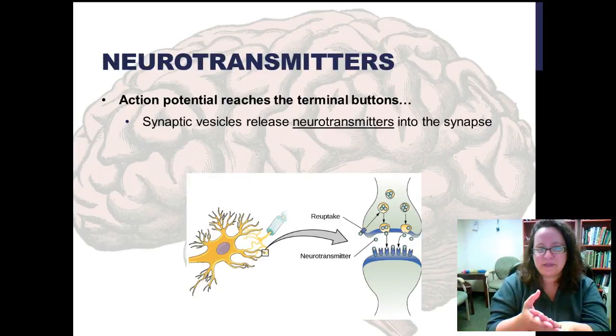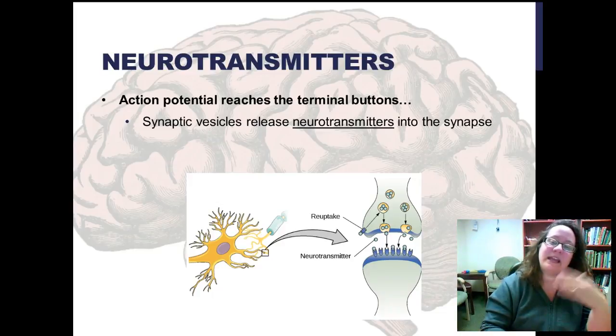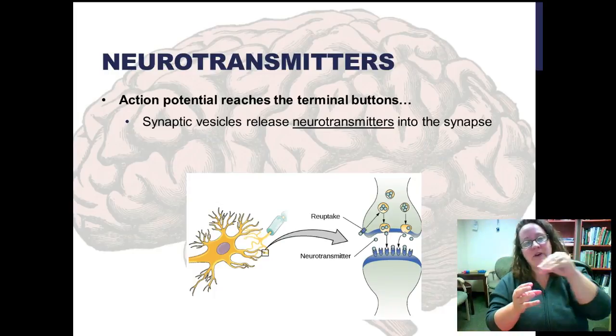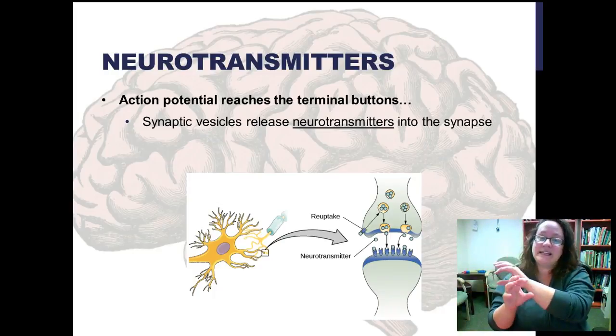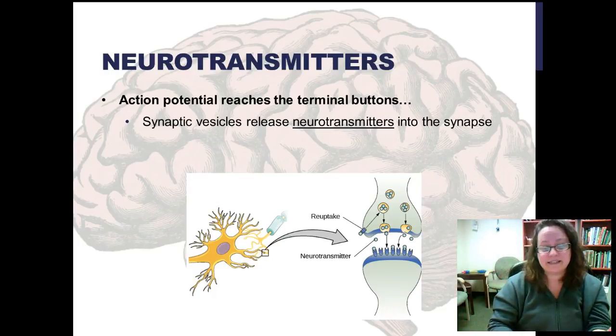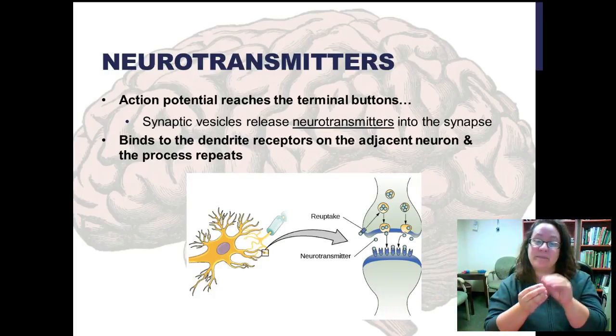So neurotransmitters, we'll talk about some examples of them, but where we see them released is when the action potential has moved all the way down, with the information coming in and moving all the way down through the axon. Once it gets to the end of the axon, to the terminal buttons, this is where the neurotransmitter is actually released into the synapse. So the synaptic vesicles are what's going to release those neurotransmitters, and those neurotransmitters are then going to bind to the receptors on the adjacent neuron.